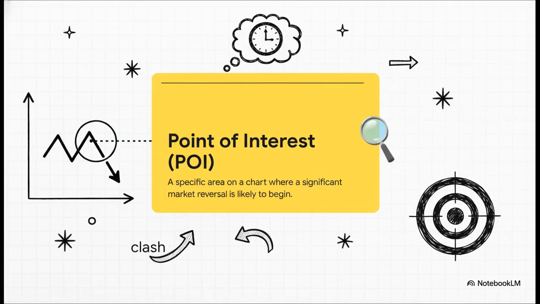Okay, so what is a point of interest, or POI for short? Well, think of it like a hotspot on the chart. It's a very specific, well-defined area where there's a super high chance the market's going to make a sharp turn. That is our target. So how do we find them?